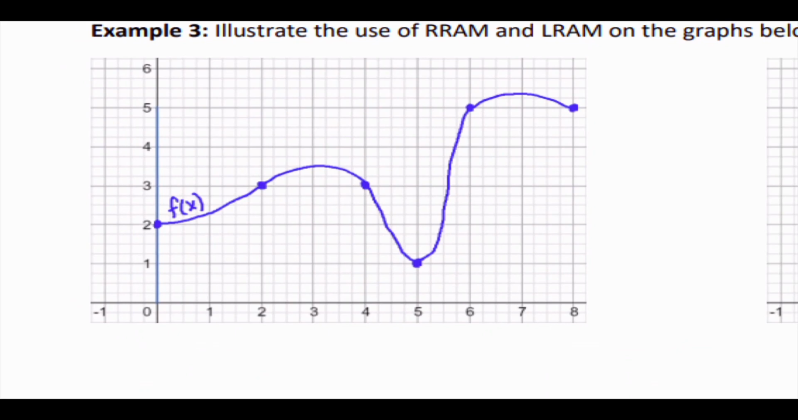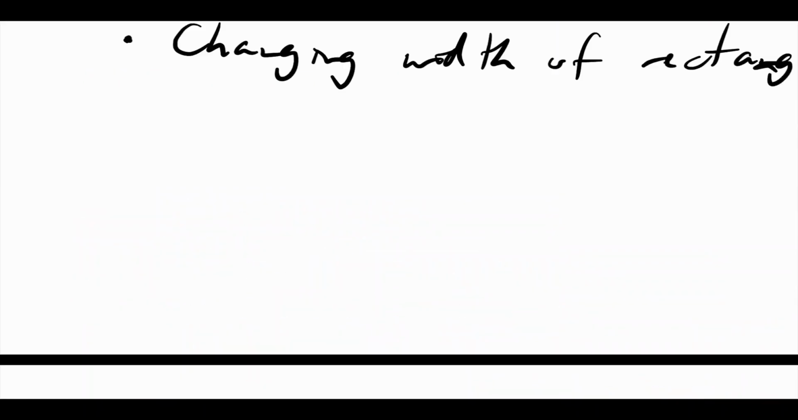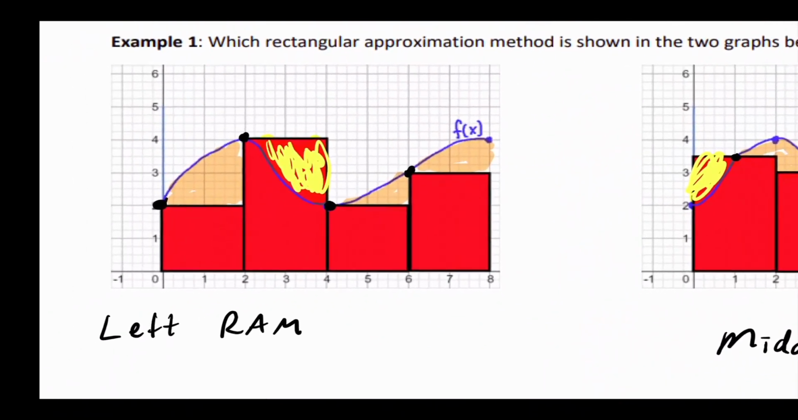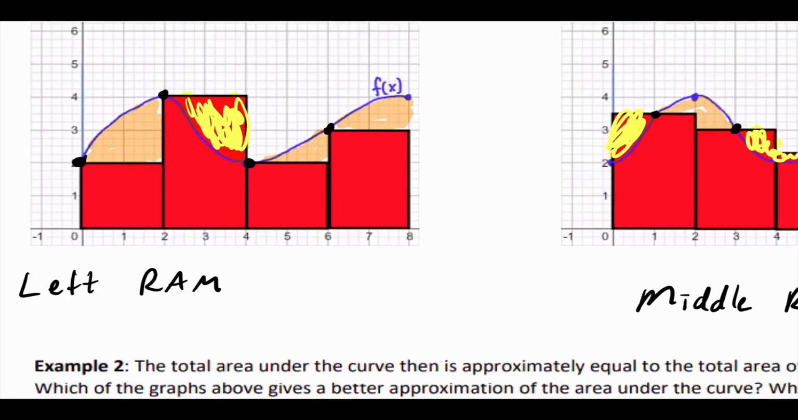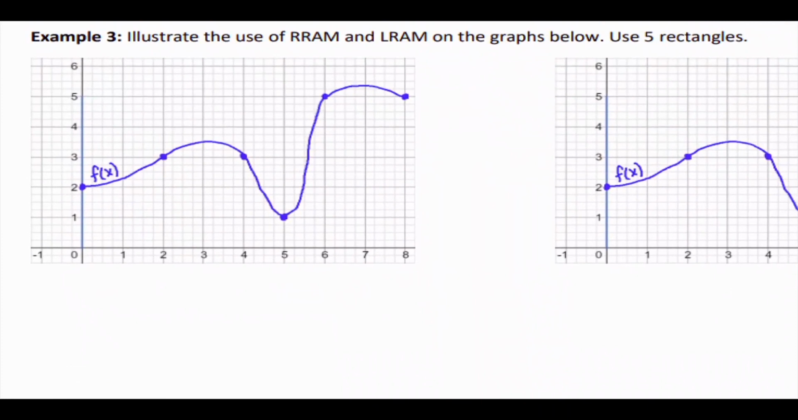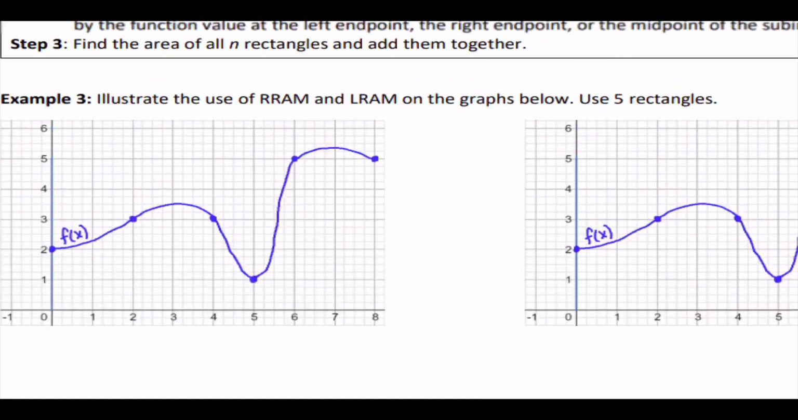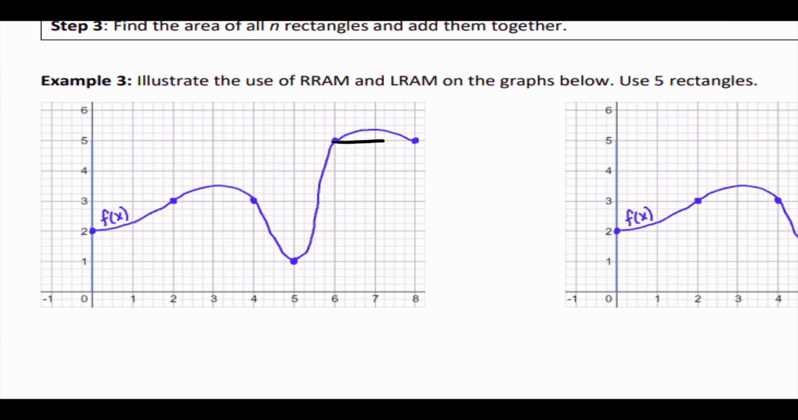Okay? So the first one, this one is RRAM. So whatever width the rectangle is, it has to touch the function on the right corner, top corner. Just like we saw, just like this is left RAM and MRAM, right? So right means the top right corner is going to touch the blue. The top right corner of each of the rectangles. Okay? So let's see. So the right side's got to touch. So there's one there.